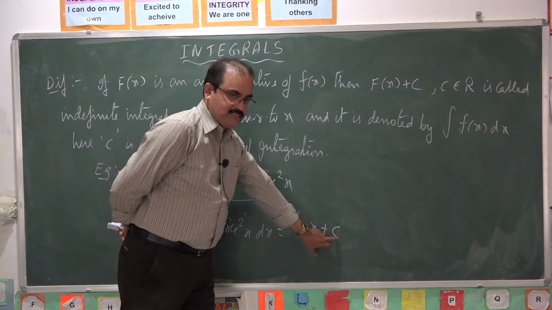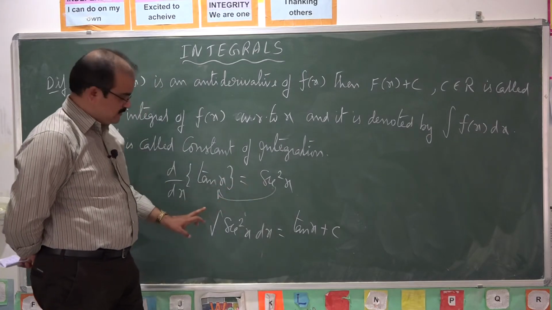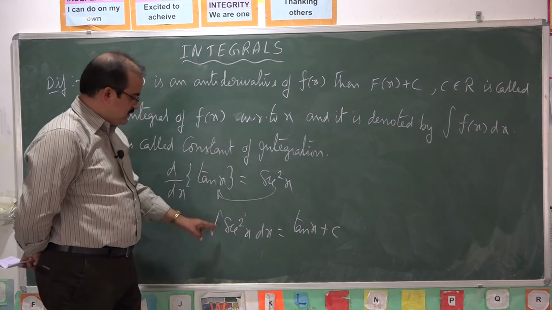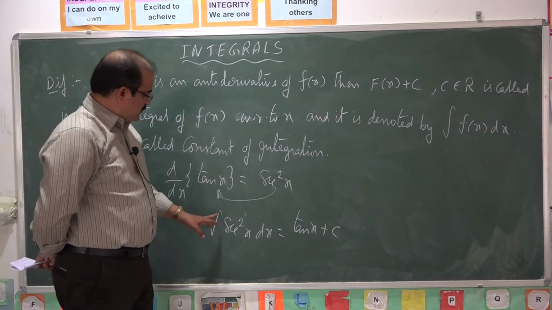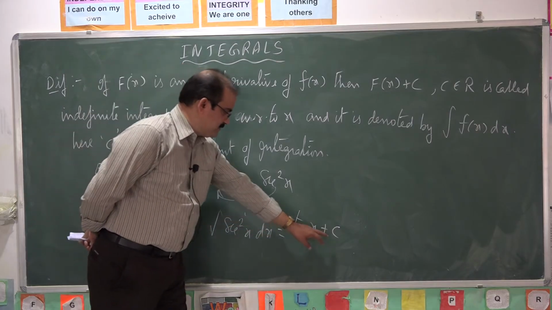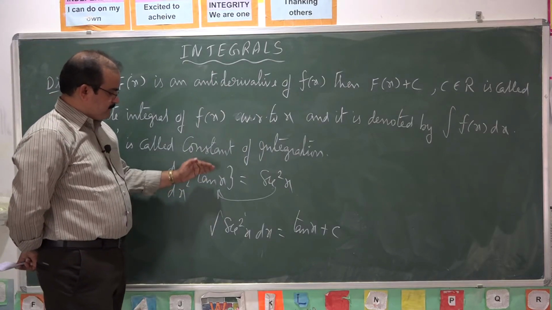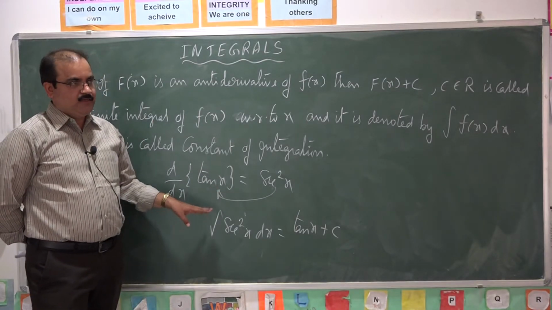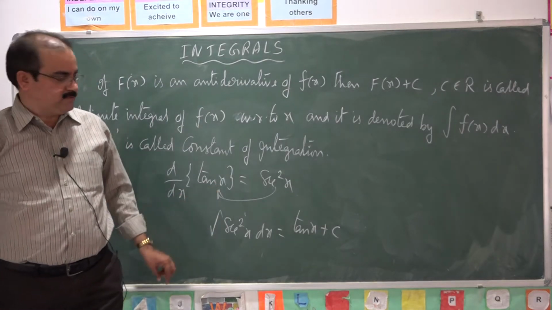Why do we write this constant c? You see, d by dx of tan x is secant square x, and d by dx of tan x plus c is also secant square x, but in this case c is 0. So generally you write integral of secant square x as tan x plus c, where c is any constant. In this way, the antiderivative of the given function is called integral. So integral is the reverse process of differentiation.